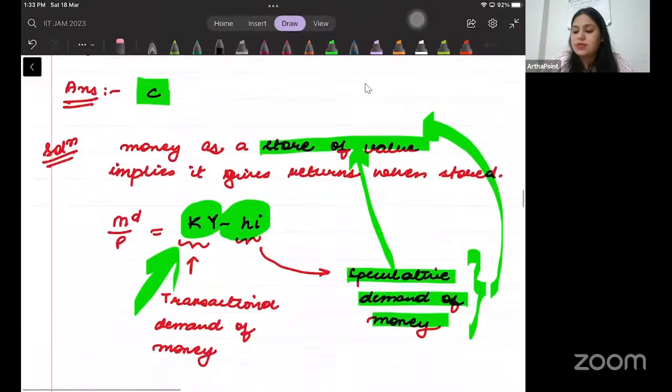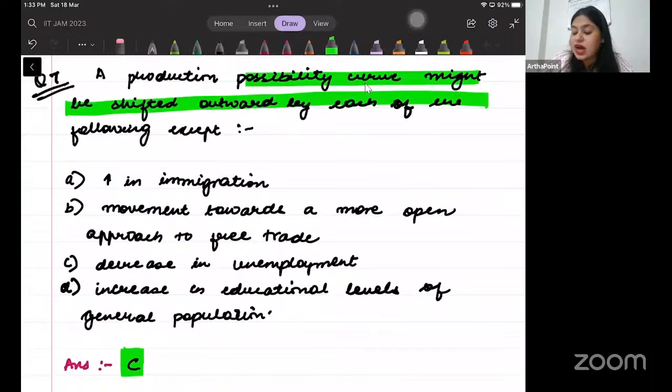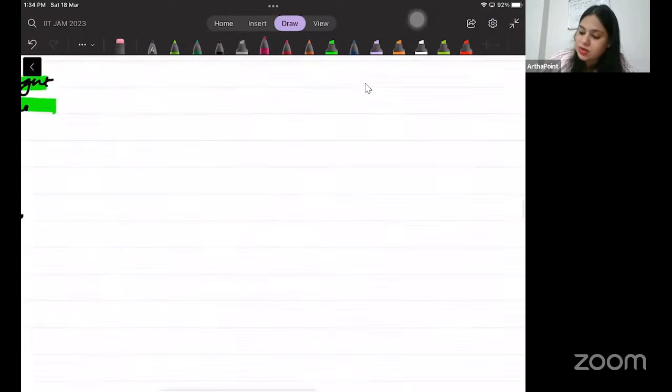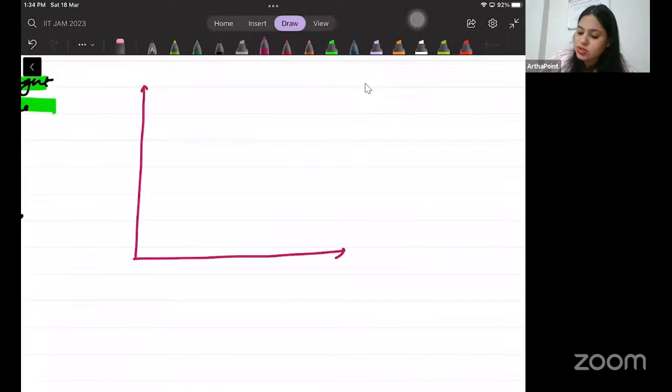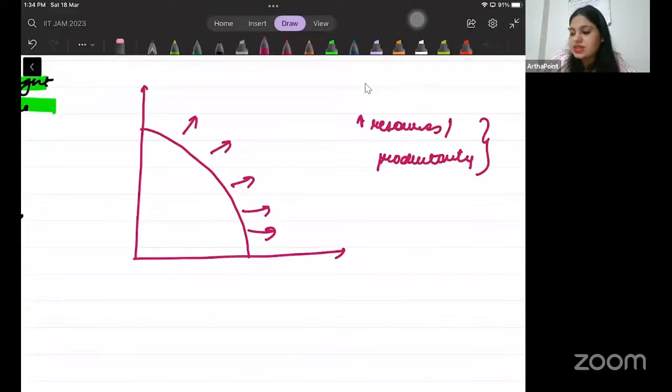Okay, come to the next question. A production possibility curve might be shifted outward by each of the following except. This kind of question comes a lot in exams. They try to make it very tricky, okay? So just think about this. This is my production possibility frontier. This can shift outwards if there is an increase in my resources or productivity. Then it will shift outwards.